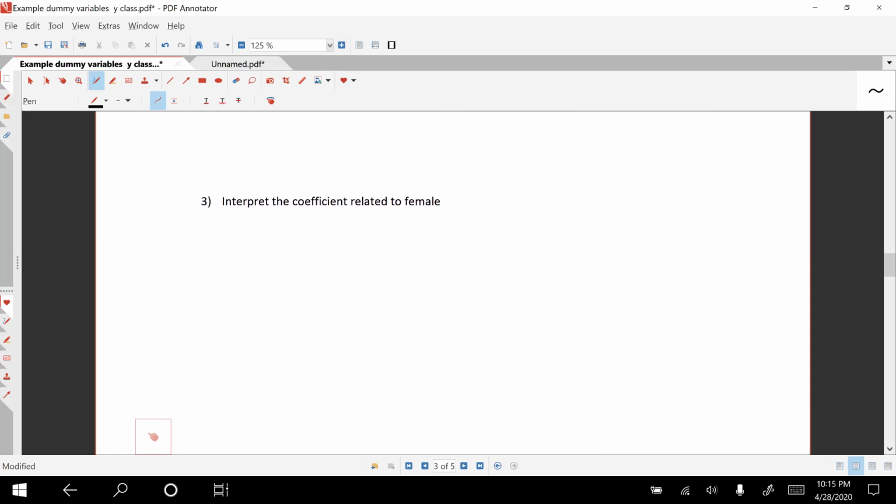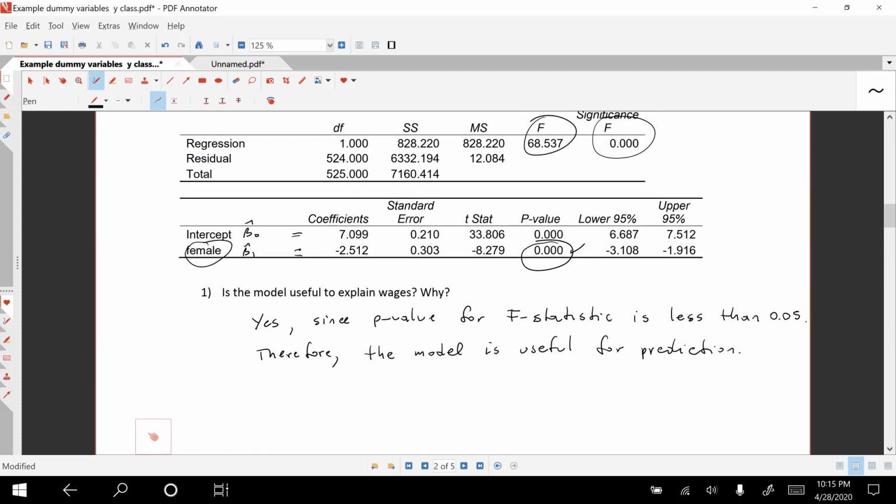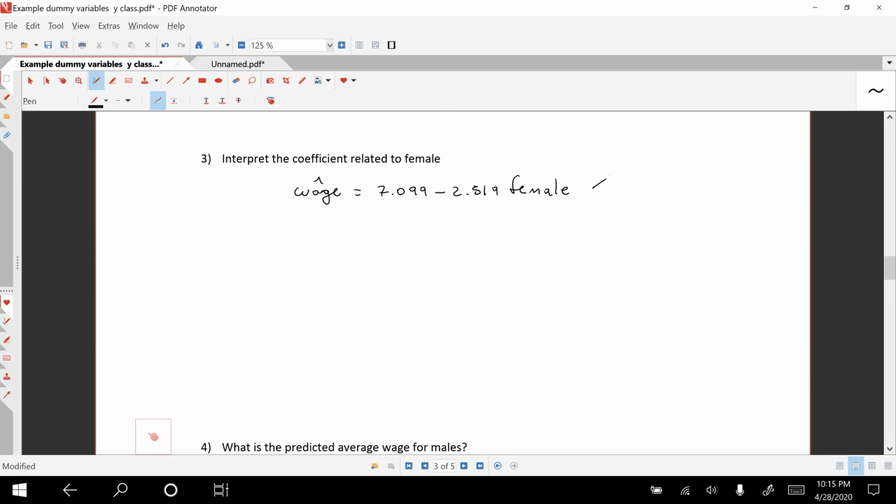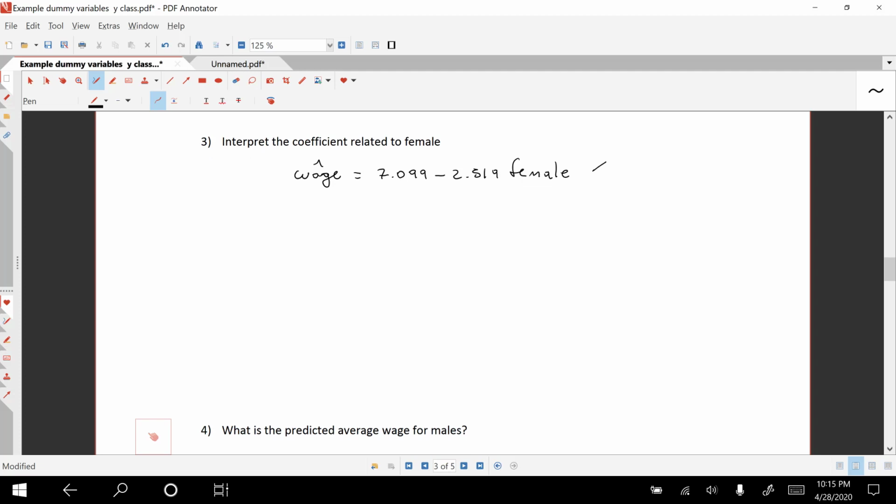So the next question: interpret the coefficient related to female. So let's write our estimated regression model: 7.099 minus 2.512 female. See, we go back here, so 7.099 and minus 2.512. So that's what we have. So this is our estimated model. So beta 1, which is the coefficient related to female, is minus 2.512.